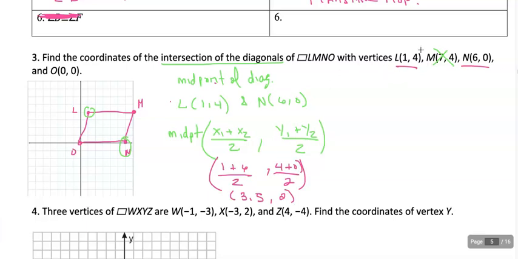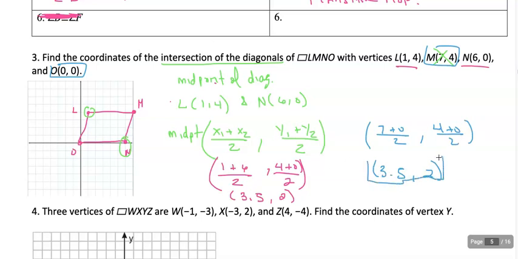And again, I'll do this real quick with M and O. If I do it with M and O, then I would have 7 plus 0 divided by 2 and 4 plus 0 divided by 2, which ultimately gives me 3.5 and 2. So the intersection of the diagonals is 3.5, 2. Again, you want to draw this out for yourself, a rough sketch, to make sure you know which ones are the diagonals. No big deal, but it's always going to be those two and these two. That will be the diagonals here.